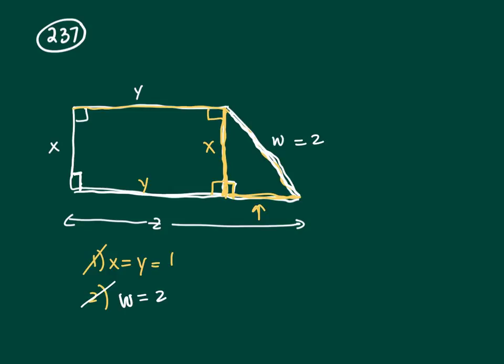Now we put both clues together. So x equals y equals 1. That means this is 1. And this side's 1. And this side's 1. And this side's 1. And W is 2. So we know from, let me get my other color, we know from here over to here is 1.